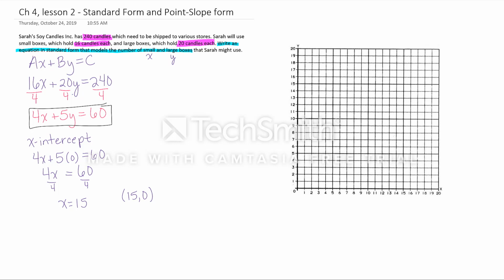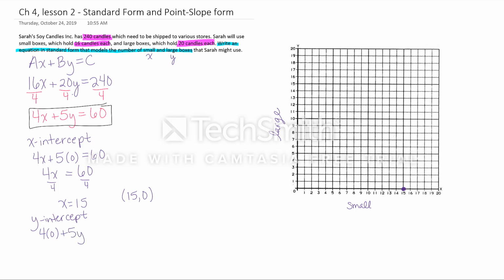And if we think of this in terms of the problem itself, remember that x is our small boxes and y is our large boxes. This point represents the fact that if we want to, we could use 15 small boxes and 0 large boxes. And we would pack all 240 candles and ship them out to 15 different stores. That's one possibility. Now, to find our y-intercept, we're going to do the opposite, because the points on the y-axis have an x value of 0.